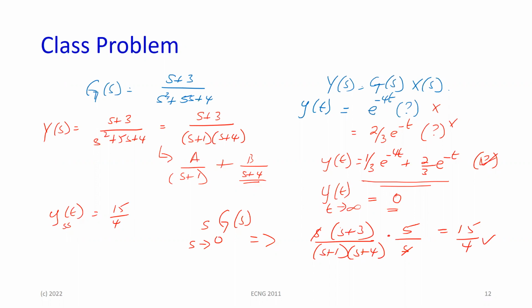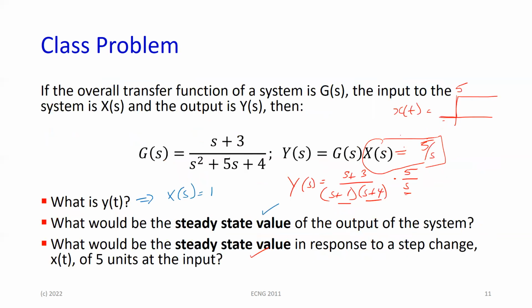So everybody fair with that? Excuse me. Can you just go over part 3 in the question, please? Okay. So part 3 in the question asks, what would be the steady state value in response to a step change of 5 units at the input? So a unit step is something that goes from 0 to 1. A step change that is 5 units at the input means that it's going from 0 to 5. So this is what XT looks like, right?